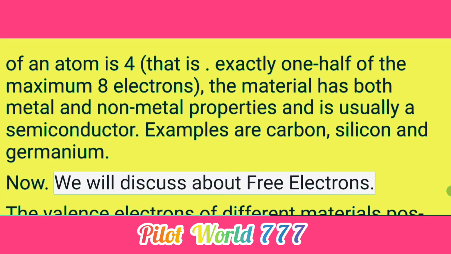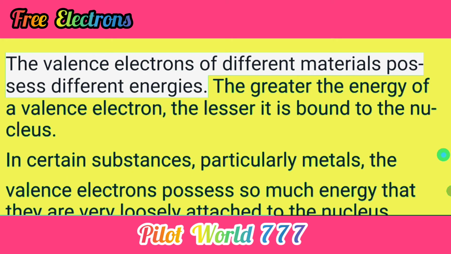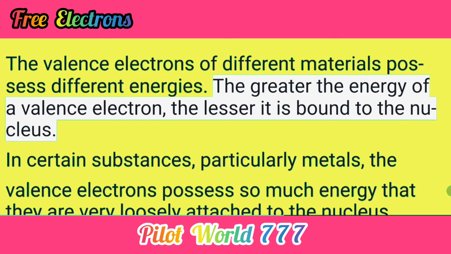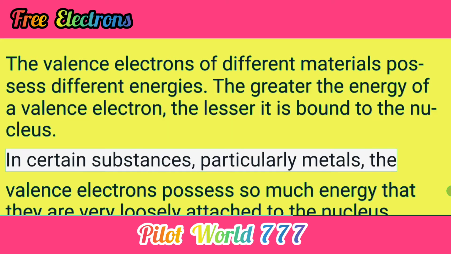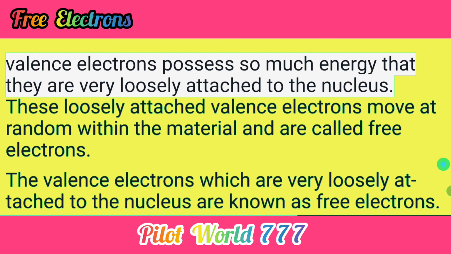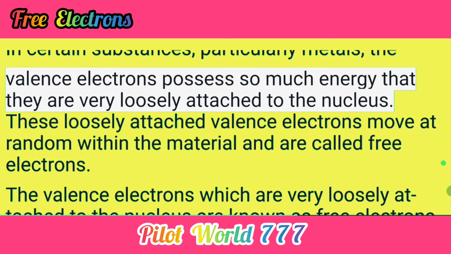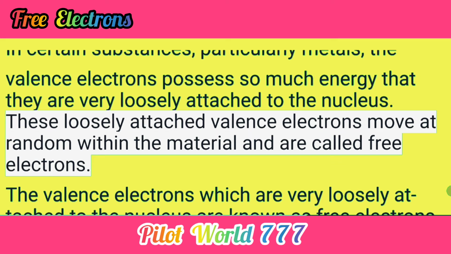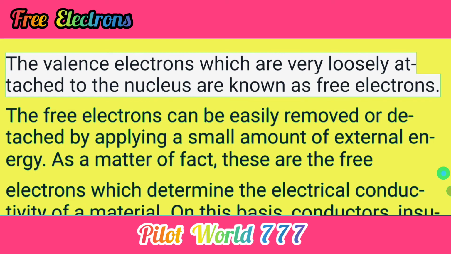Now, we will discuss free electrons. The valence electrons of different materials possess different energies. The greater the energy of a valence electron, the lesser it is bound to the nucleus. In certain substances, particularly metals, valence electrons possess so much energy that they are very loosely attached to the nucleus. These loosely attached valence electrons move at random within the material and are called free electrons. The valence electrons which are very loosely attached to the nucleus are known as free electrons.